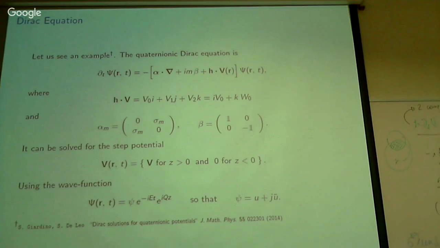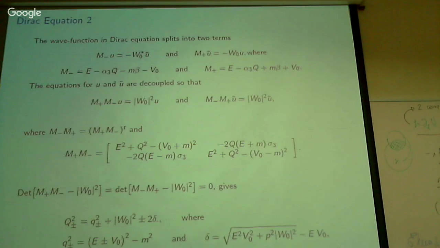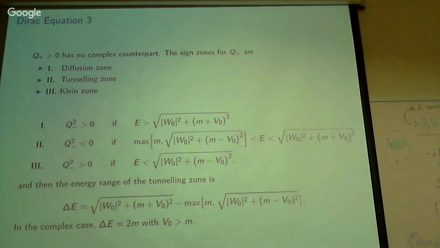It's a decaying process. It's an evanescent solution. Okay. So, in the usual case, we have three regions. This is the usual solutions of the Dirac equation.